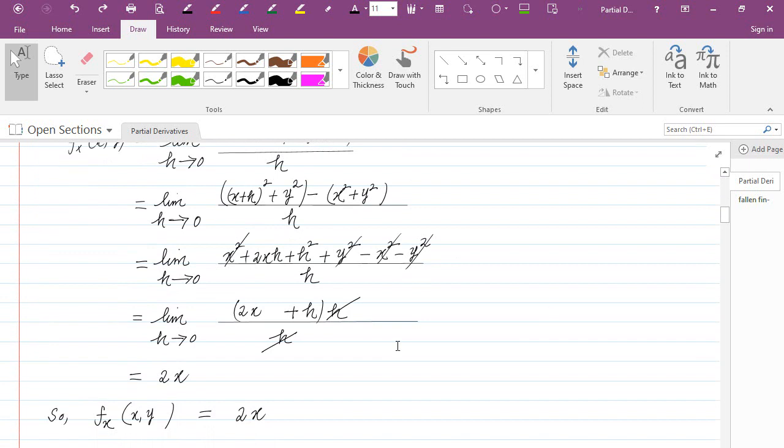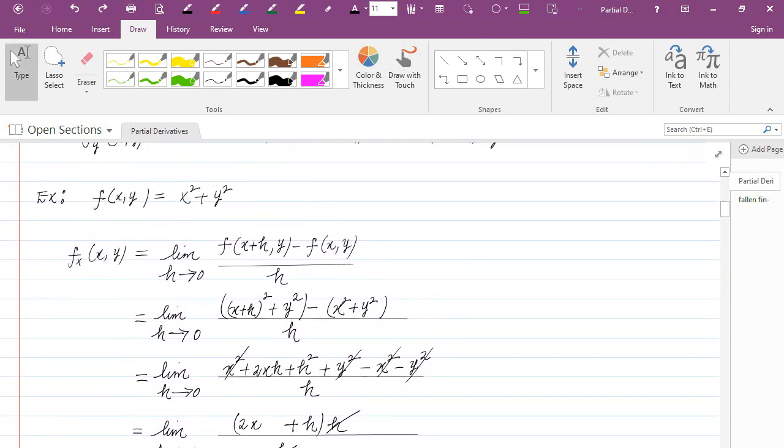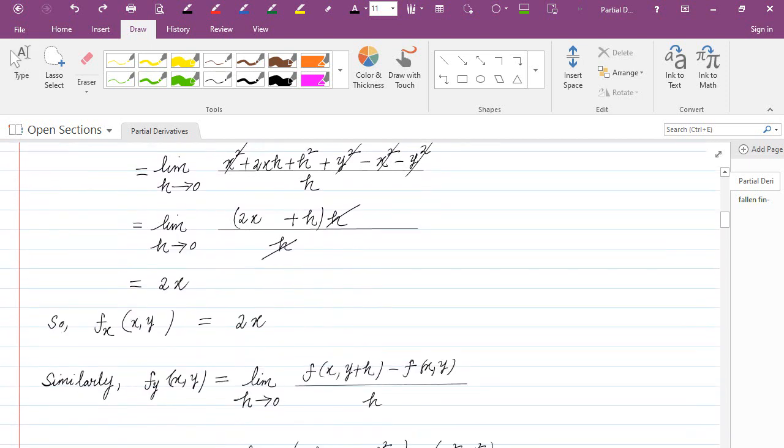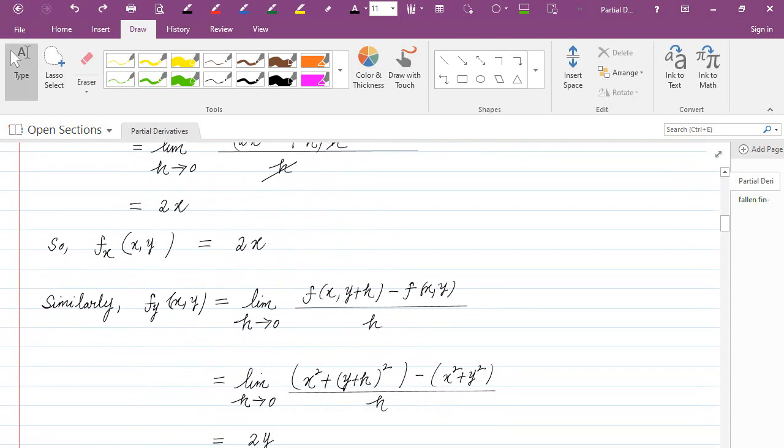After cancellation, we only have two terms left in the numerator, 2xh plus h squared. And we can factor out h here. We get (2x plus h) multiplied by h. Now the h in the numerator cancels the h in the denominator. So we are left with 2x plus h. And as h goes to 0, we end up with 2x. So for the function f of x, y equal to x squared plus y squared, the partial derivative of f with respect to x evaluated at (x, y) is equal to 2x.